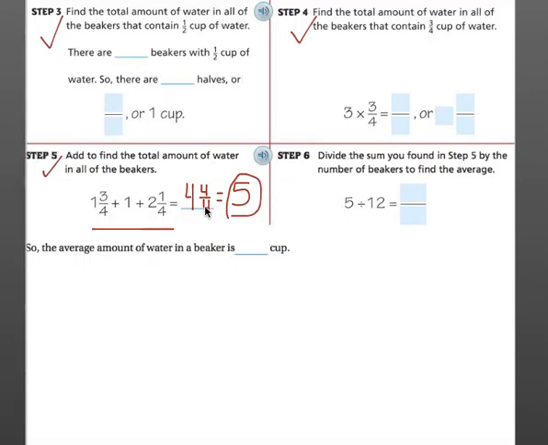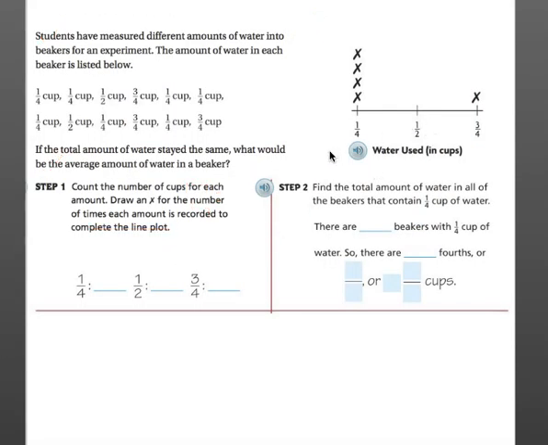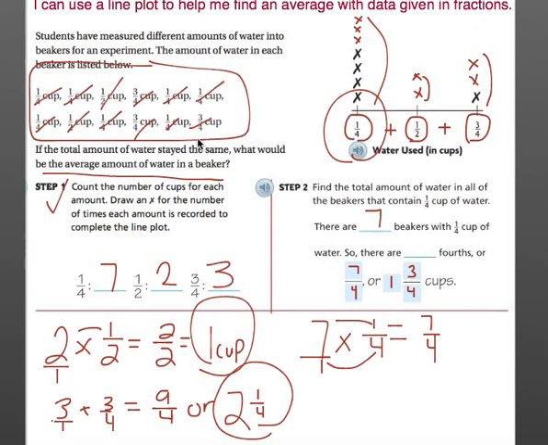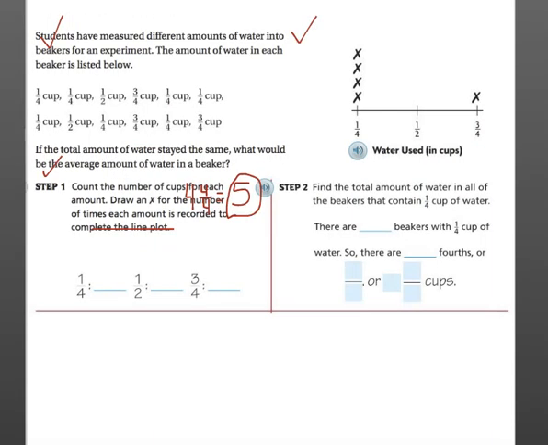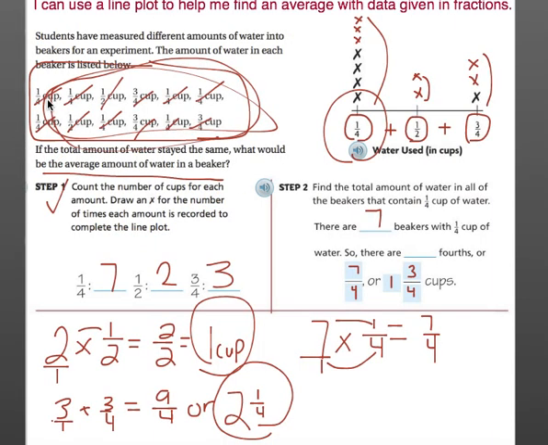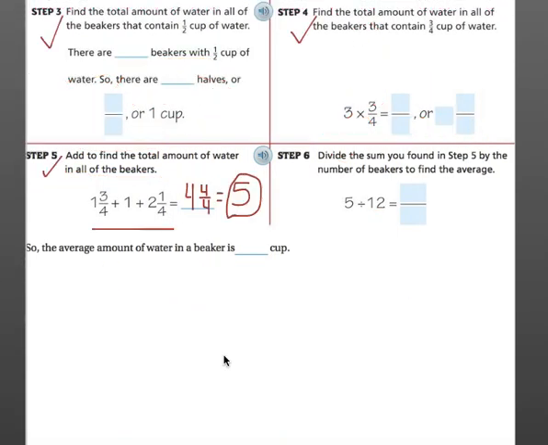So now what I've done is I have added up all of my water. I've added up all the water right here. Now my last step is I need to divide it. I need to take all of my water and divide it by how many beakers. When I come up here, we said we had 12 beakers. So that means I need to take 5 and I need to divide it by 12.